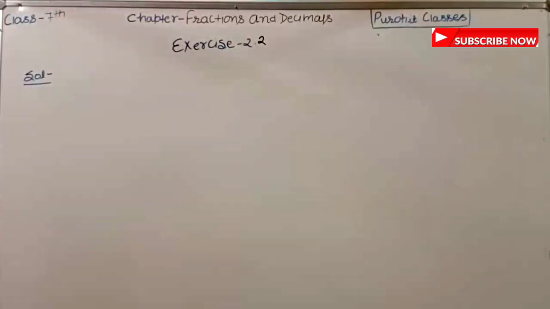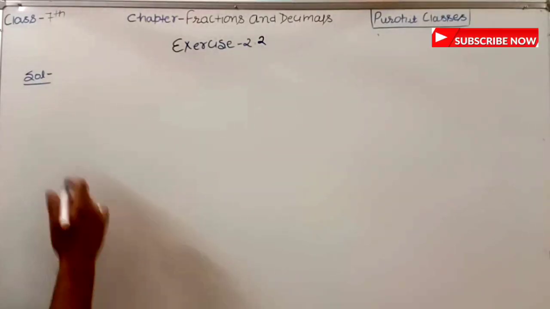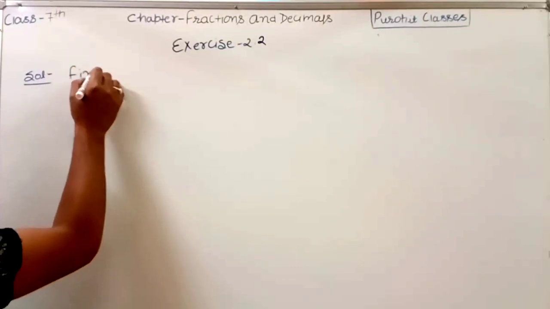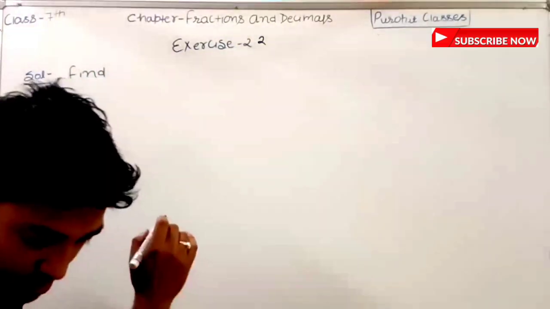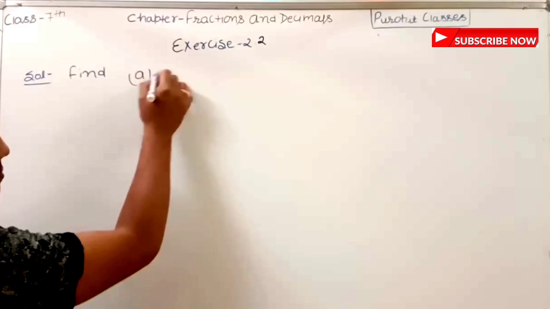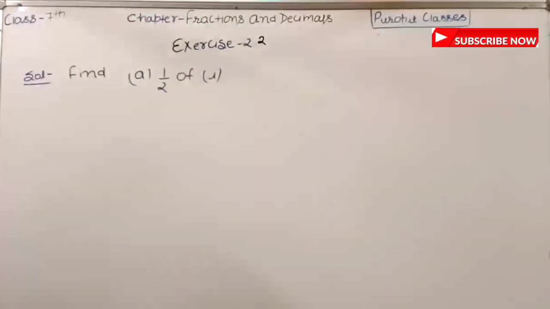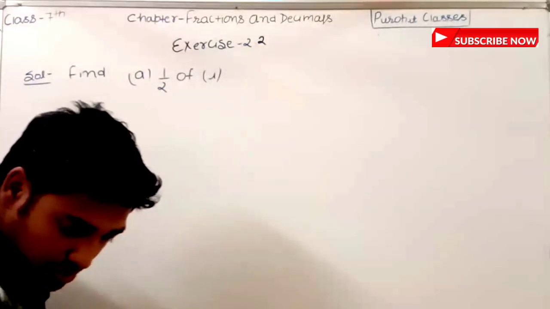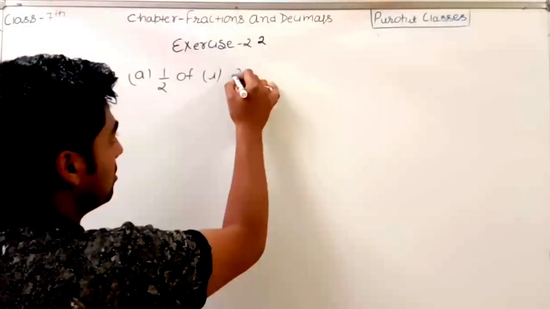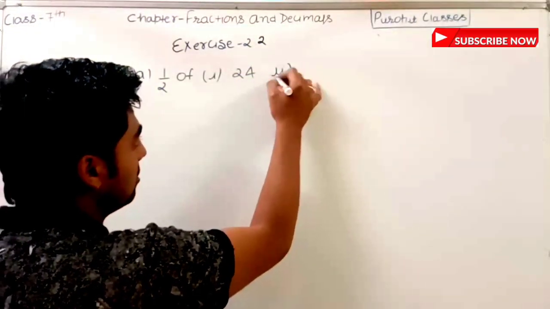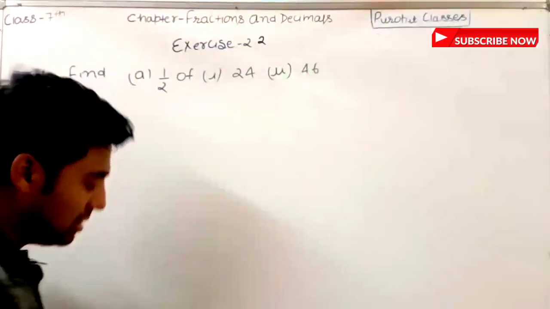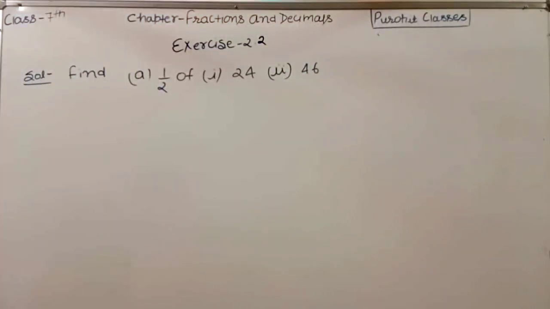Question number 5 says find, and the first part, or A part, is 1 by 2 of, and again there are so many parts in one part. First 24, second 46. It means in one part there are 2 questions. I am just telling you only one how to solve, the remaining you will do yourself.